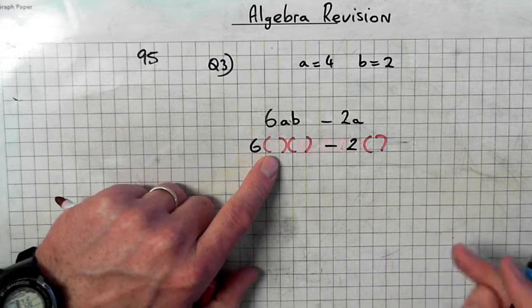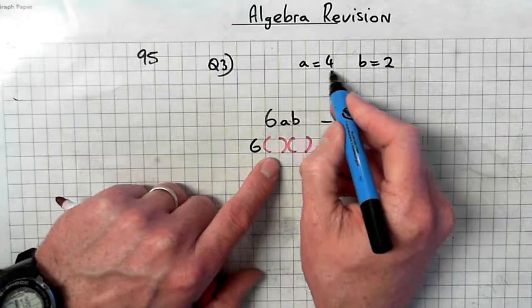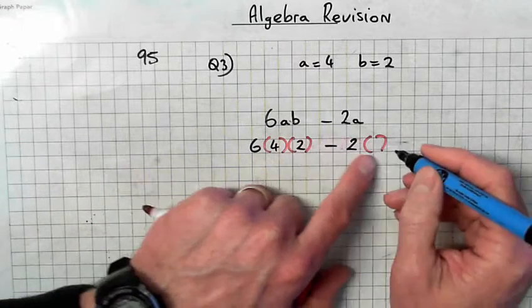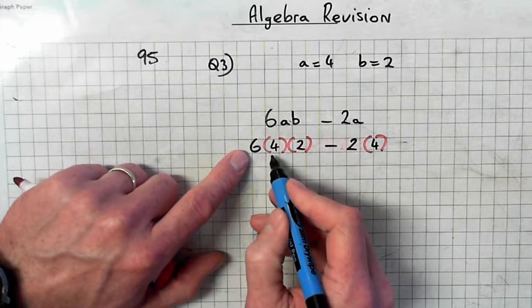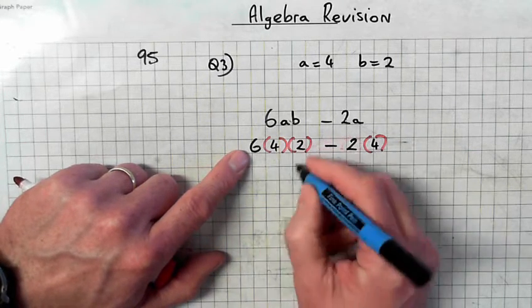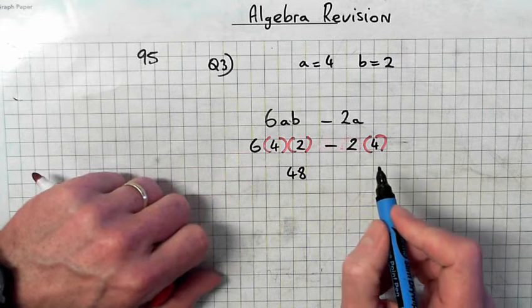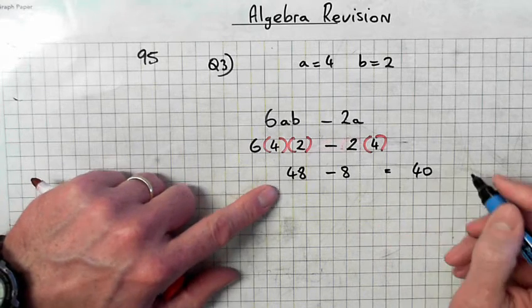Alright, so first of all, we replace A with 4, B with 2, and over here that's an A, that's a 4. So 6 4s are 24 times 2, 48. What's minus 2 times 4? Minus 8. 48 minus 8, 40.